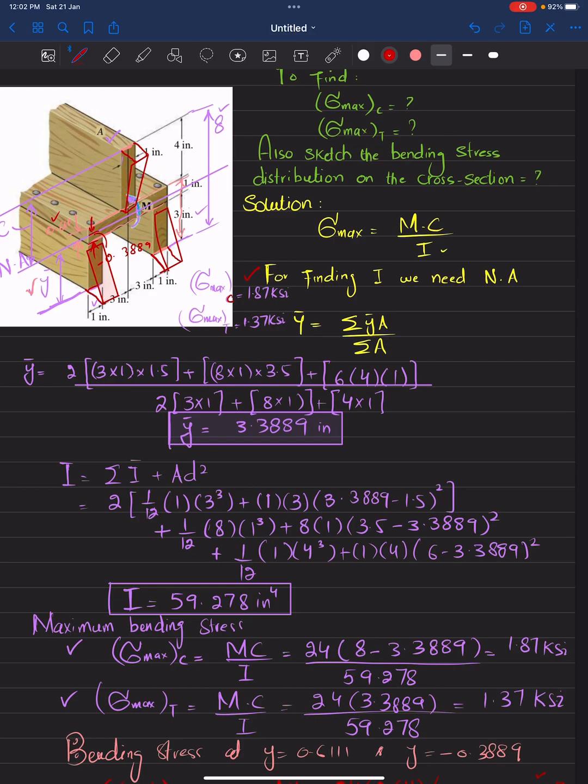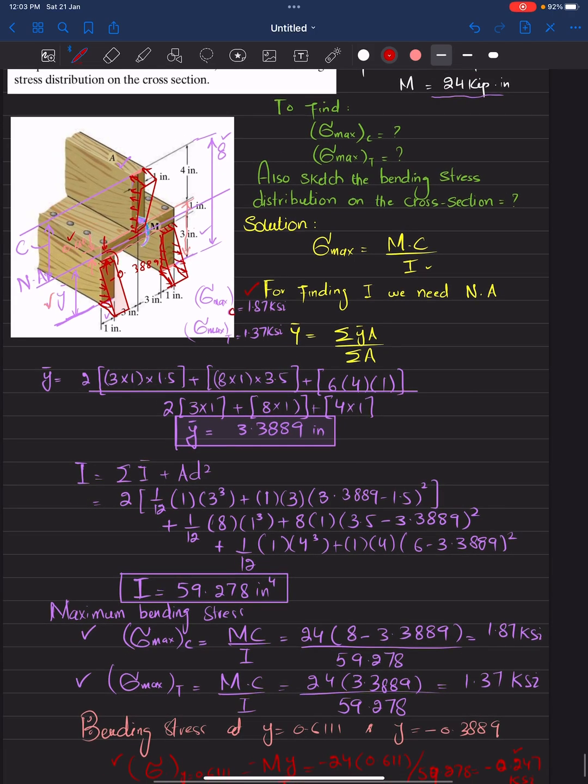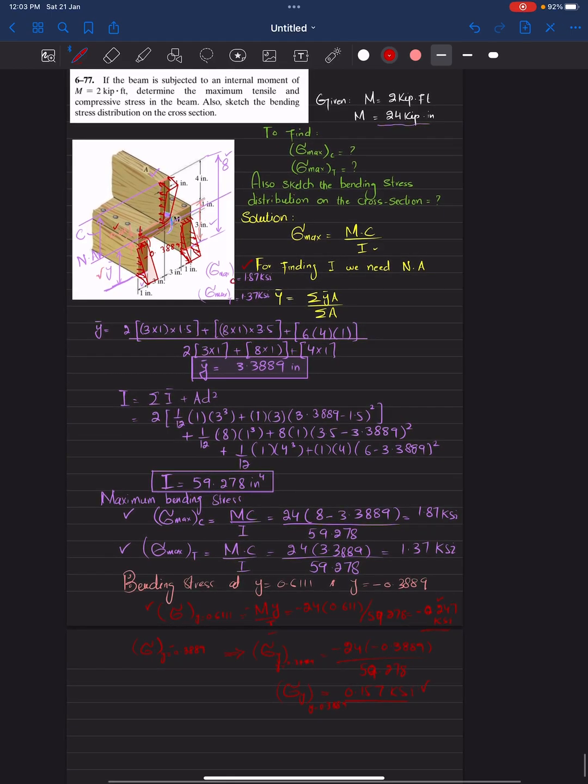Now here this is in compression, so the arrow sign will be here. All this will be in compression. Here at the neutral axis it will be 0, but here you will now have tensile stress, and the stress variation will be like this. I hope you are getting the idea of what I am doing. So this is the stress variation. And this was all about problem 6.77.